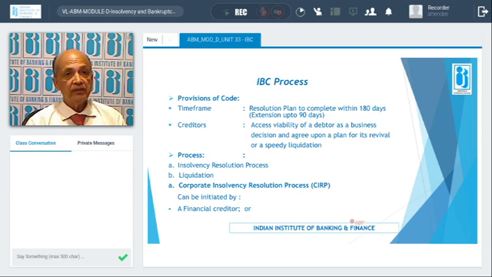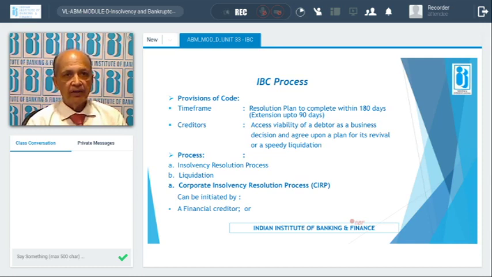The second one is, if this resolution fails, then you have to consider liquidation, which the code provides for. That is, under insolvency, there is the insolvency resolution process, that is one. The second one is the liquidation process. The insolvency resolution, so far as a corporate is concerned, is most popular. We can call it CIRP, the corporate insolvency resolution process.